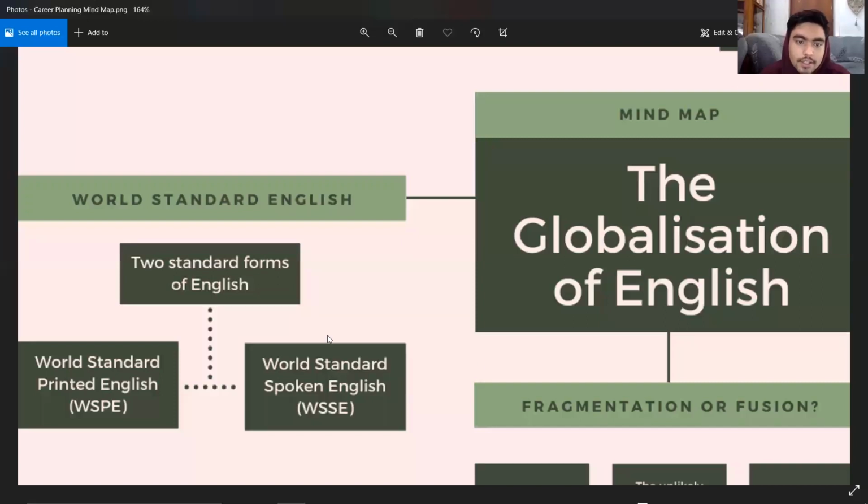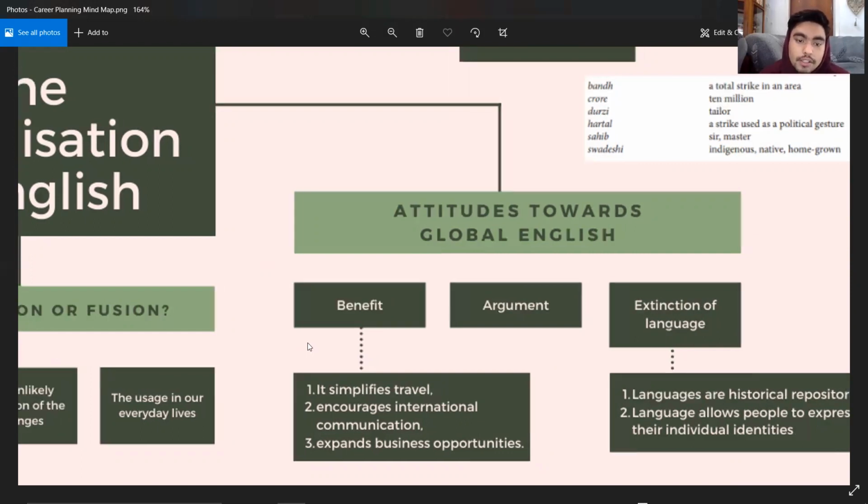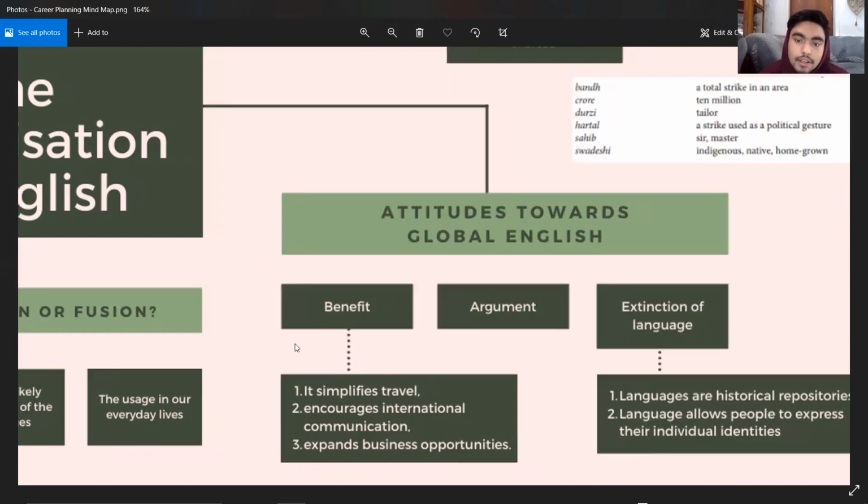Okay, the next one is the globalization of English. And the first one is attitudes towards global English. Penny Cook, 2001, said that the global spread of English has several benefits. The first is it simplifies travel. That means when everyone learns English, you can travel to another country easily. And the second one is it encourages international communication. And the third one is it expands business opportunities.